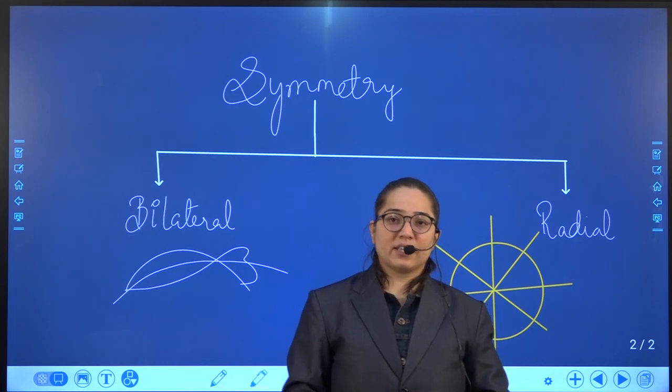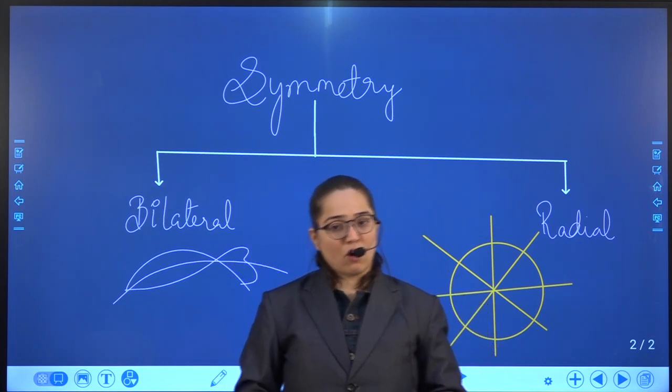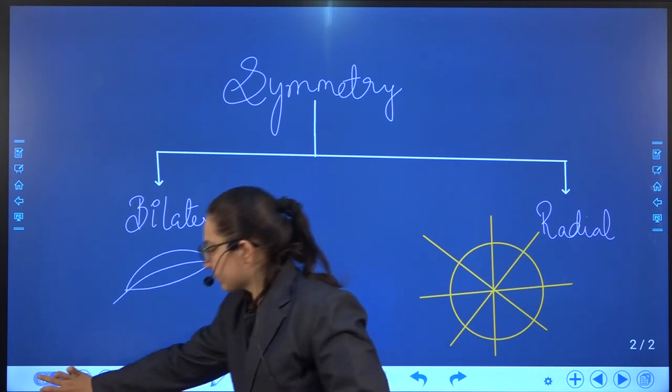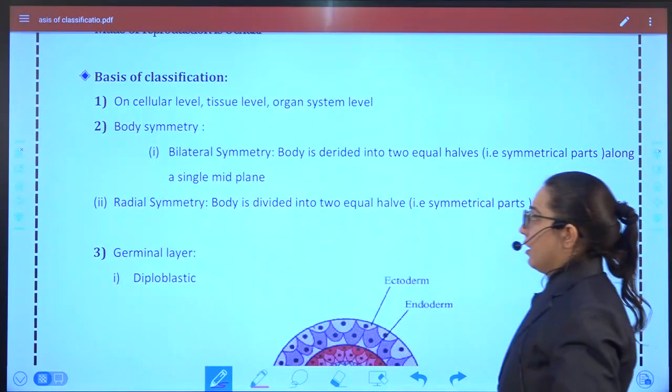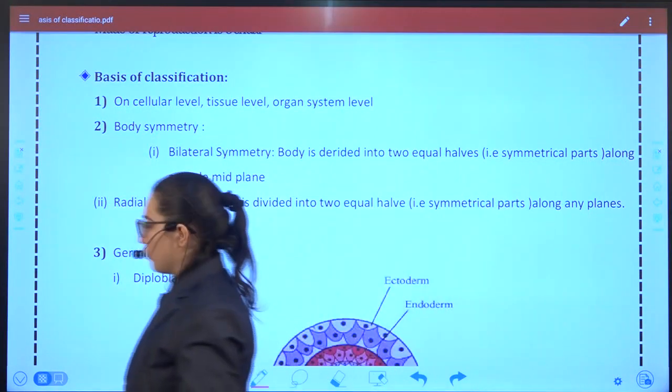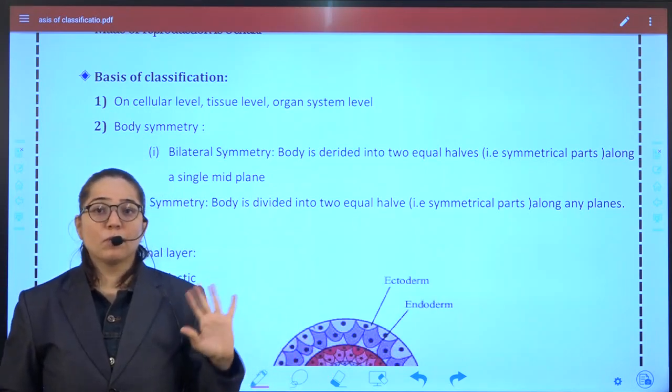Second thing we are discussing is about this symmetry. Either it is bilateral or it is radial. So this is about the very first 2 points. Note down the 2 points and then we'll move on. The third point. Be quick.